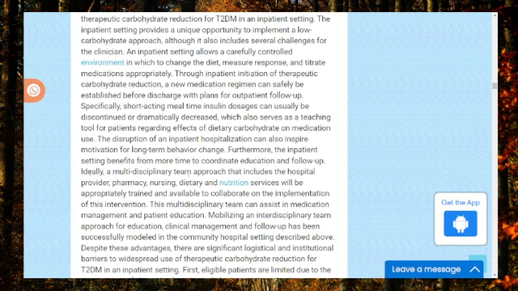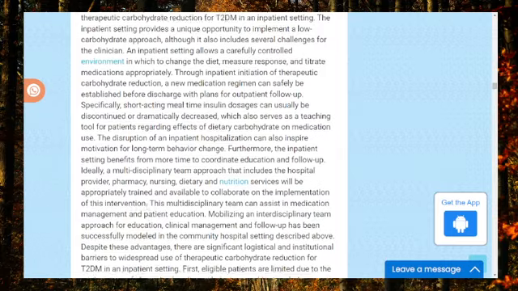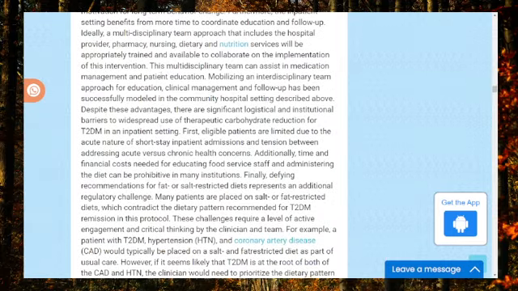Ideally, a multidisciplinary team approach that includes the hospital provider, pharmacy, nursing, dietary, and nutrition services will be appropriately trained and available to collaborate on the implementation of this intervention. This multidisciplinary team can assist in medication management and patient education. Mobilizing an interdisciplinary team approach for education, clinical management, and follow-up has been successfully modeled in the community hospital setting described above.